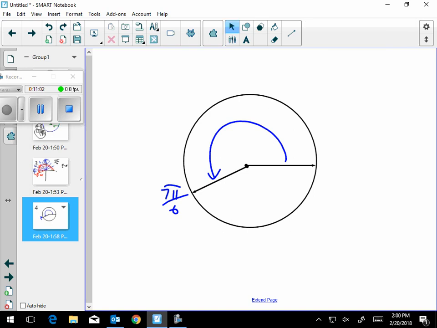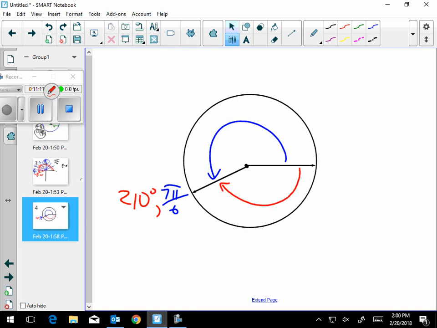Anyway, but there's another way to get here. And your homework for tonight focuses on three ways to write this angle. 7 pi over 6, 210, or what if we went from this way? Any theories on what that would... Aha! A negative angle is now possible.